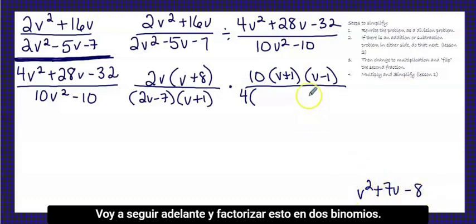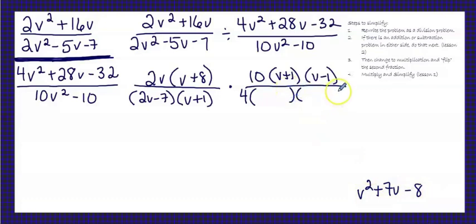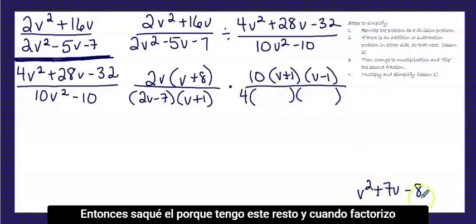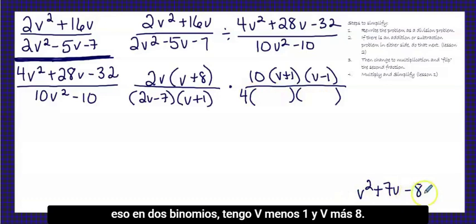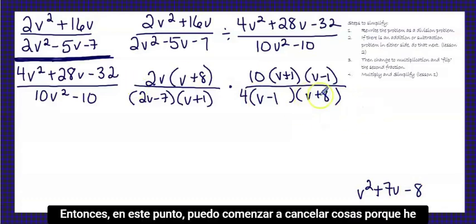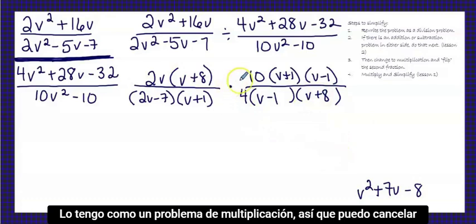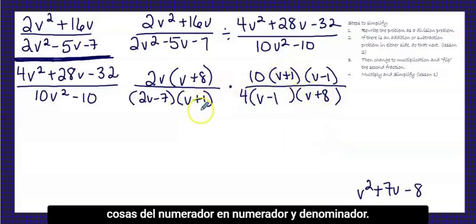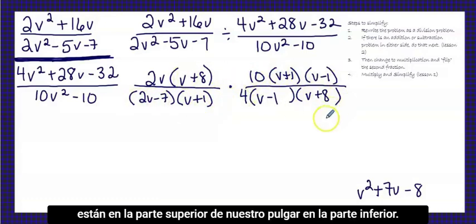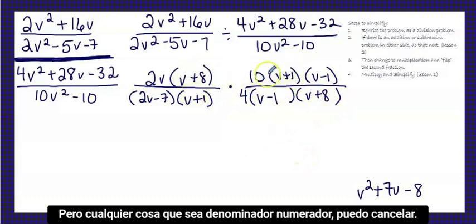So I'm going to go ahead and factor this into 2 binomials. I took out the 4, I have this left over, and when I factor that into 2 binomials, I have v minus 1 and v plus 8. So at this point, I can start canceling stuff because I've got everything factored. I've got it as a multiplication problem, so I can cancel stuff from numerator and denominator. I can't cancel stuff where both are on top or both are on bottom, but anything that is numerator and denominator, I can cancel.